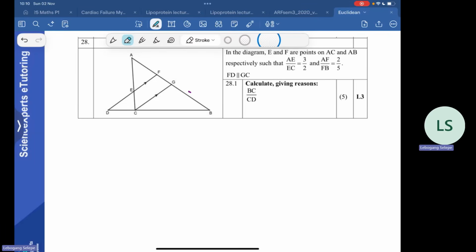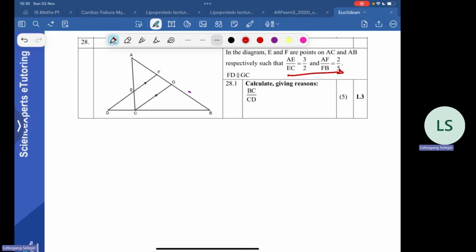So in today's video, we will be practicing questions on Euclidean geometry, particularly similarity and proportionality questions. Here we are given that in the diagram, E and F are points on AC and AB respectively, such that AE over EC is equal to 3 over 2 and AF over FB is equal to 2 over 5. When you're given information like this, what do you do with it?